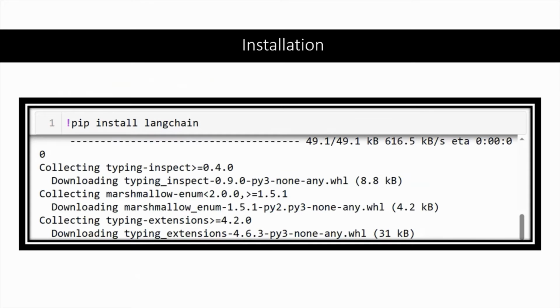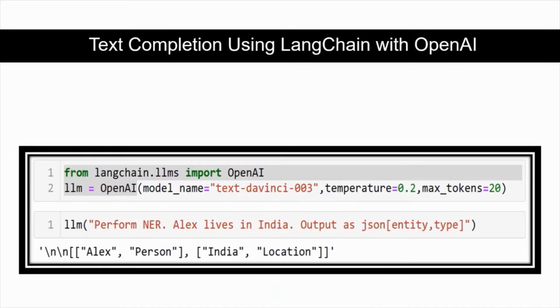To install Langchain, you can use the command pip install Langchain in your terminal or in the command prompt. The core component of Langchain is the large language models. Langchain by itself is not a provider of LLM, but rather it provides an interface with which you can interact with a number of LLM.